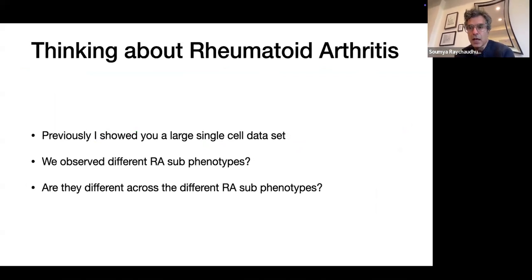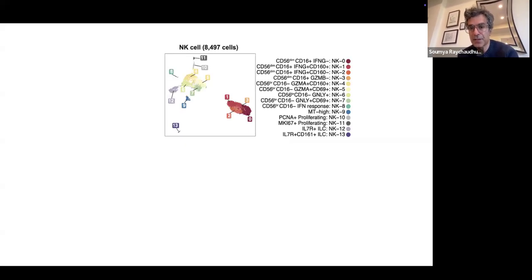Rheumatoid arthritis, I showed you a large single cell data set. What about those RA subphenotypes? Are they different in RA subphenotypes? Well, we can go and apply CNA. These are natural killer cells. This is the clustering I told you about. So we can take these clusters, each of these clusters, and test them individually.